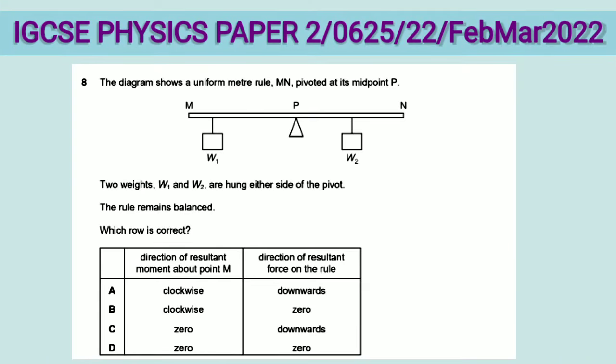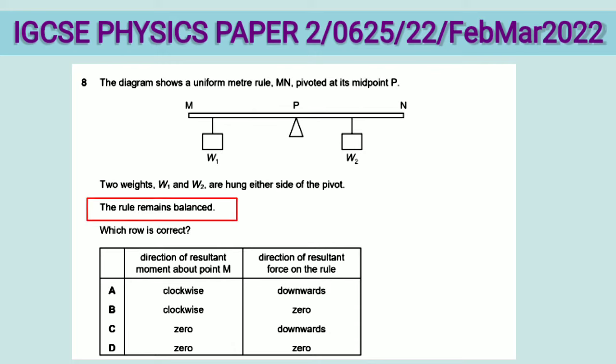Next question is question 8. The diagram shows a uniform meter rule MN pivoted at its midpoint P. Two weights W1 and W2 are hung either side of the pivot. The rule remains balanced. This is the key statement.